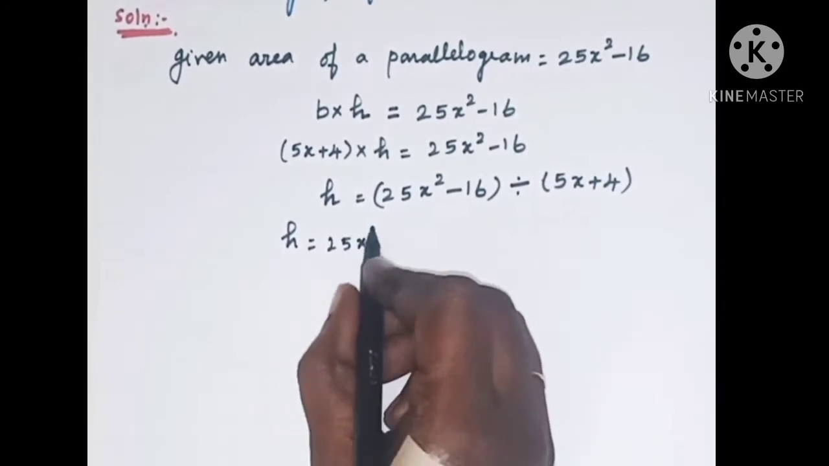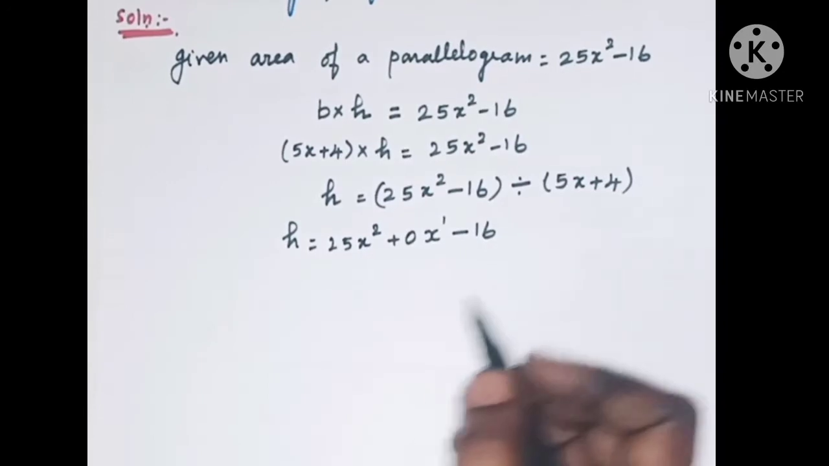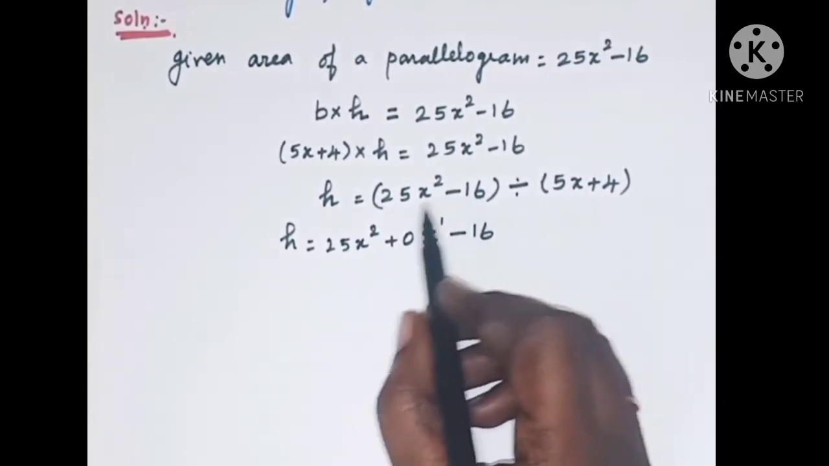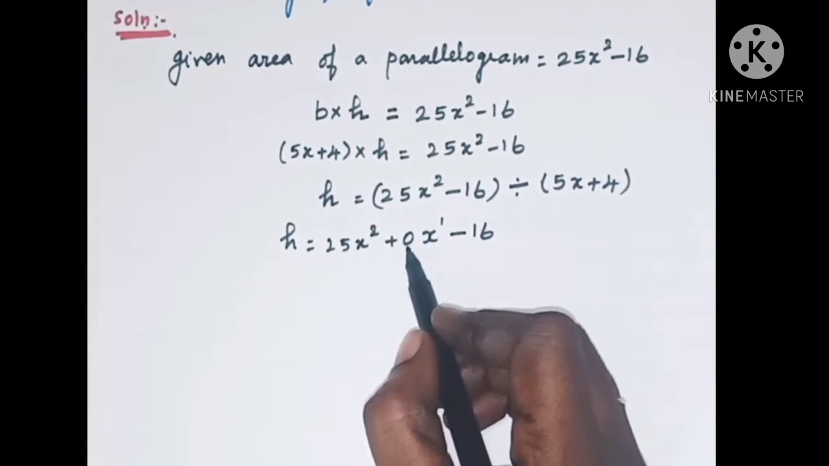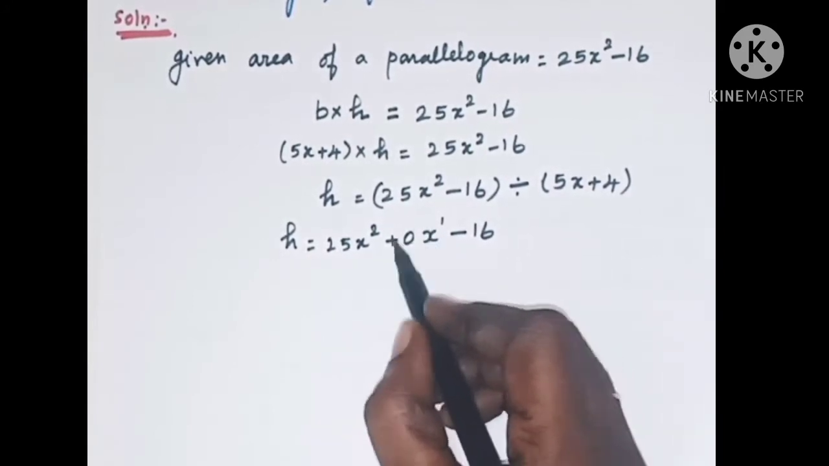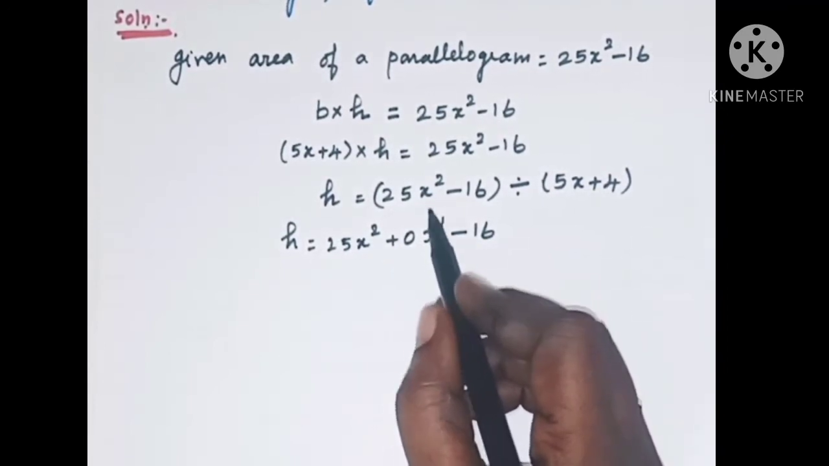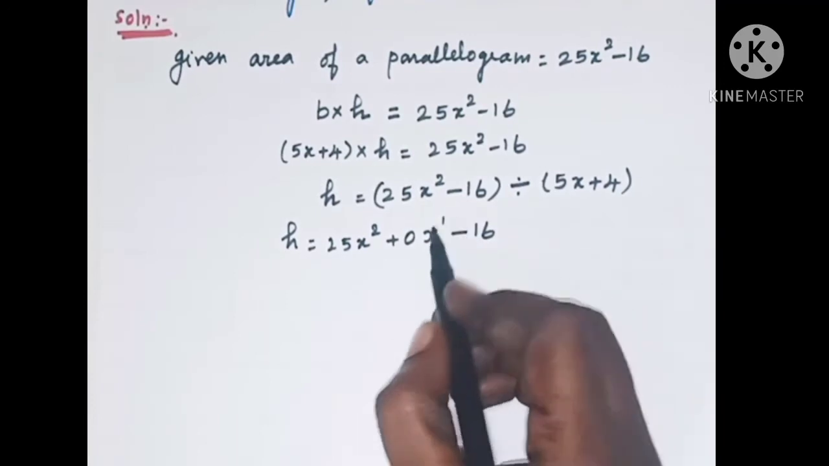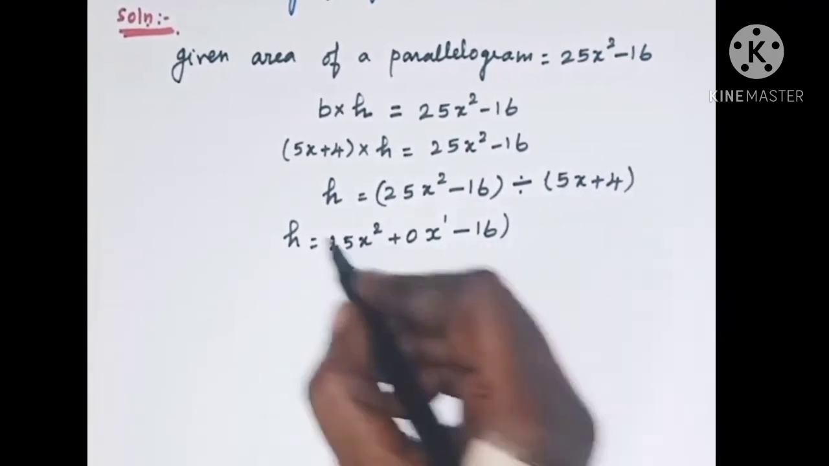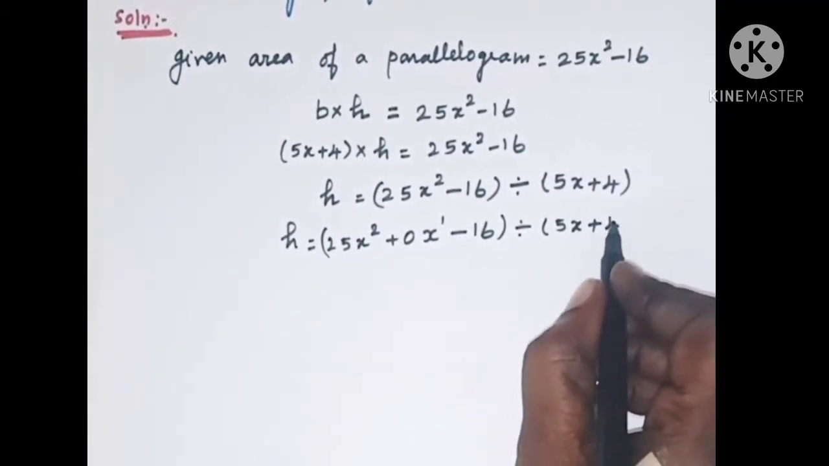For that we have to include 0x power 1 minus 16. This is the standard form. This expression is not in the standard form, so we have to include this 0. 0 into x is 0, so this term will become 0. This will not change the value of the expression. Okay, so 25x square plus 0x minus 16 divided by 5x plus 4.